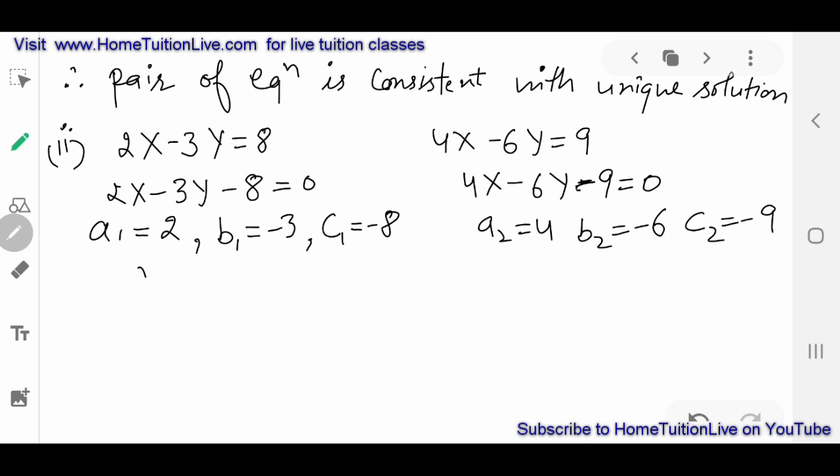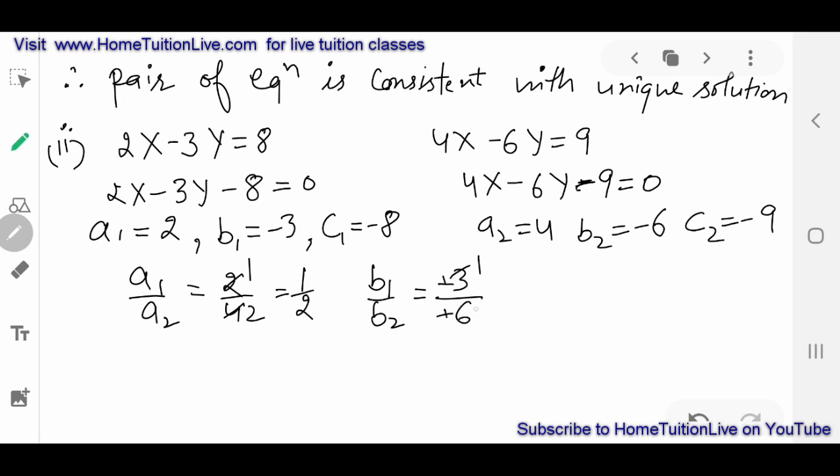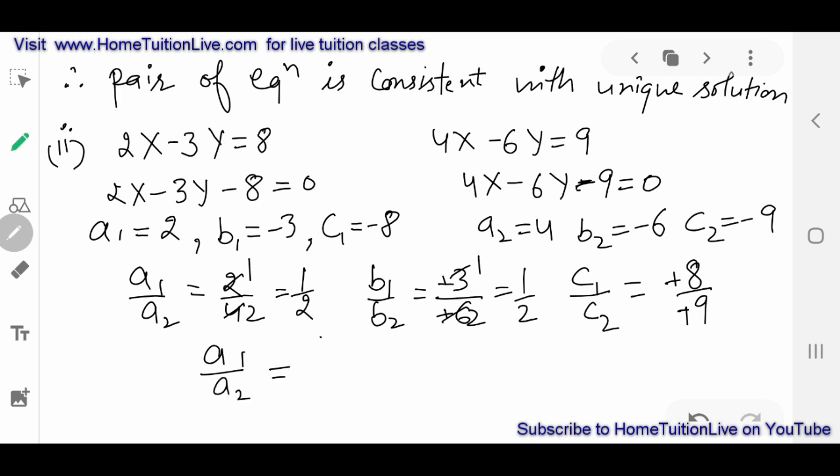Now a1 by a2, 2 by 4, that is 1 by 2. b1 by b2, 1 by 2. And c1 by c2, a1 by a2 is equal to b1 by b2. You can clearly see, so we will check whether this term is also equal or not. So here you can see that a1 by a2 equals to b1 by b2, but not equal to c1 by c2.